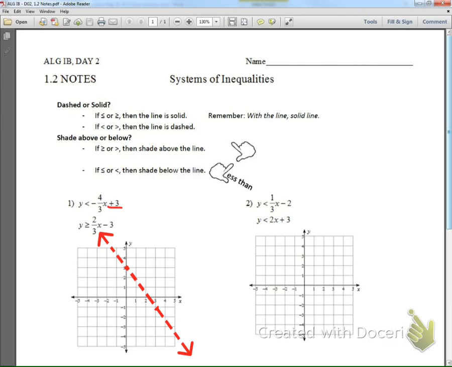So how do I know if I shade above or below the line? Remember when I told you to hold your hands up before? The direction of your inequality lets you know whether or not to shade above or below the line. Let's hold our hands up again. Remember, our greater than symbol is above our less than symbol when we hold our hands up. So look at the inequality statement. Which do we have, less than or greater than?